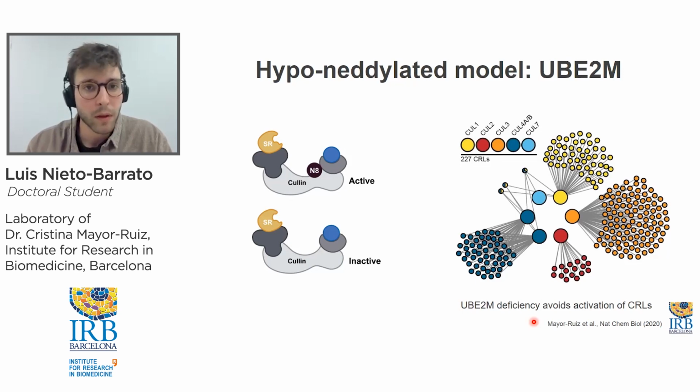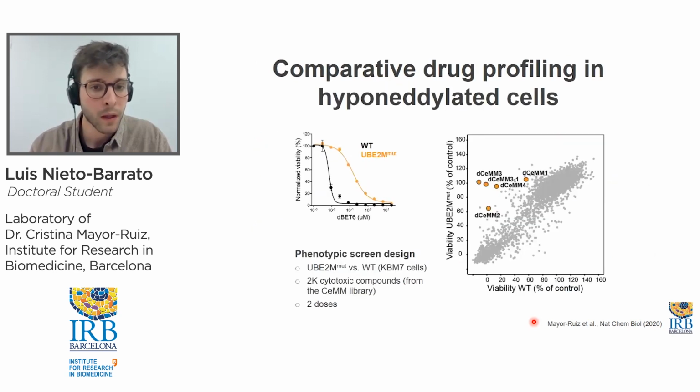They thought of using this model to run a phenotypic screen to find molecular glue degraders in an E3 and target agnostic manner. And for this, the readout would be viability. They used 2,000 compounds and they got 5 hits that were killing the wild type cells, but not the UBE2M mutant cells. We keep going with this example to show you how to deconvolute the mechanism of action of a hit that has been found this way in an E3 and target agnostic manner.